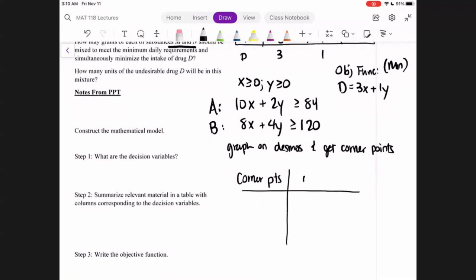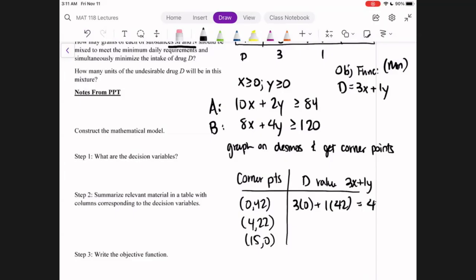And then you want to think the D value. Remember, D value is 3x plus 1y. So the corner points were 0, 42, 4, 22, and then 15, 0. So let's plug it in to see which one gives us the smallest amount of substance D. So 3 times 0 plus 1 times 42. So this would just be 42.